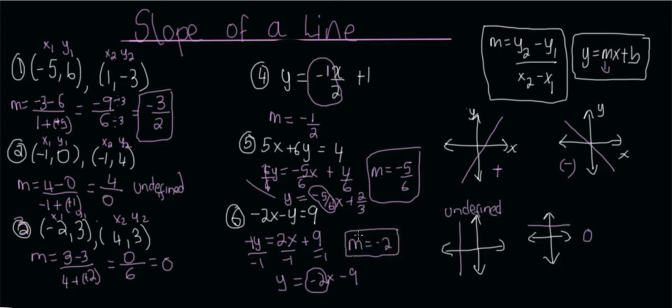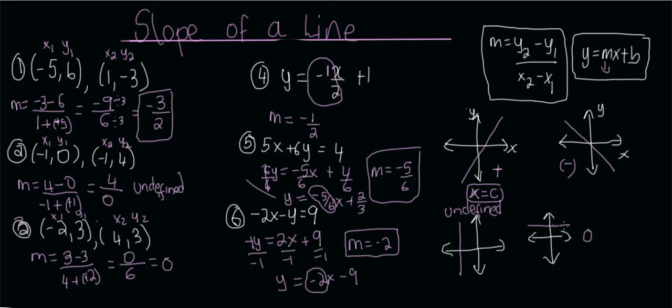You also need to know how to find the slope of a vertical and horizontal line. Here we went over vertical and horizontal lines. For all vertical lines, the slope will be undefined. Vertical lines are written in the form of x equals some number, we'll call it c. So if you see x equals a number, your slope will always be undefined.